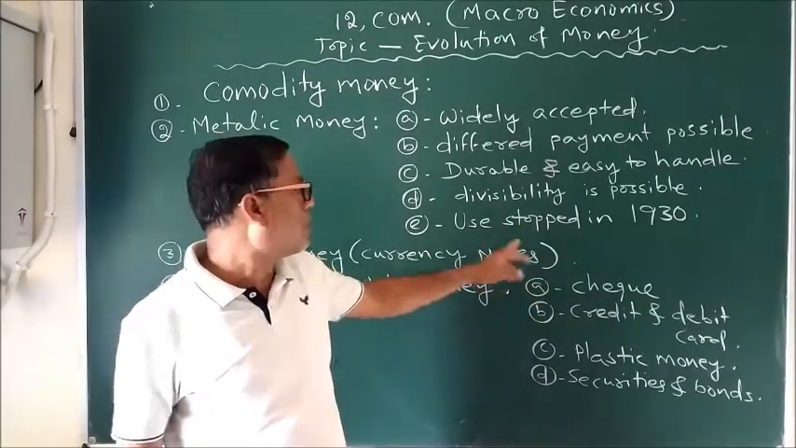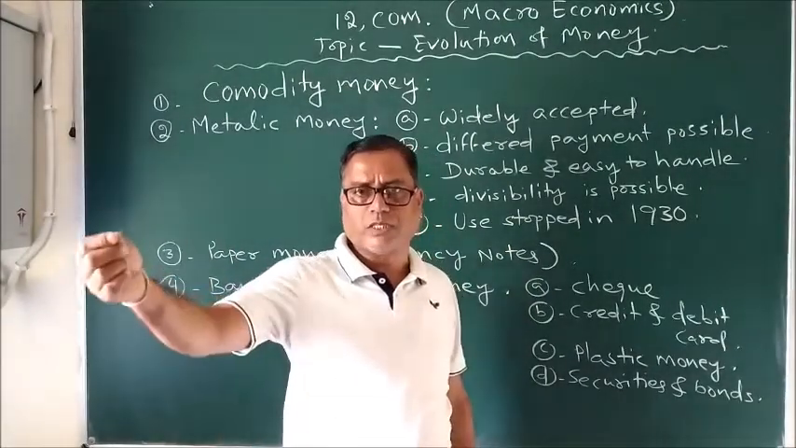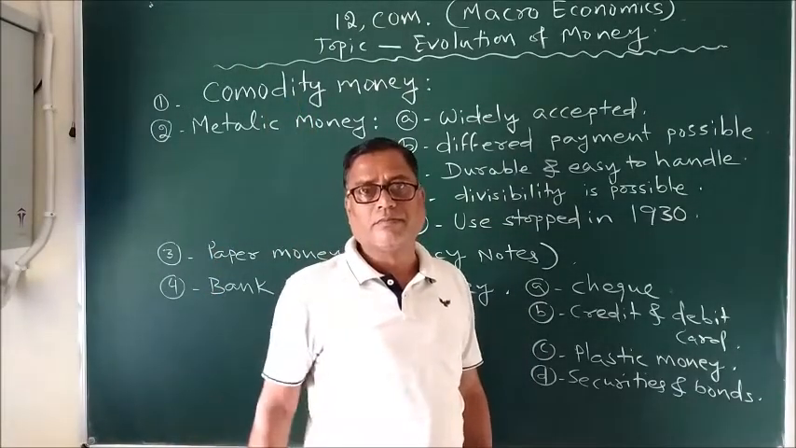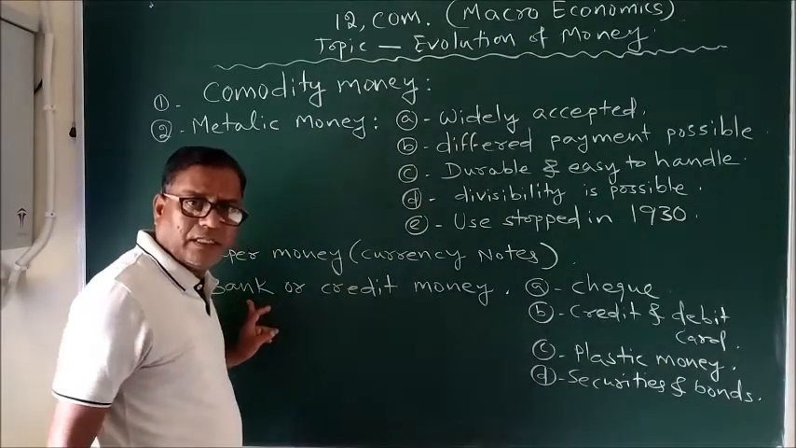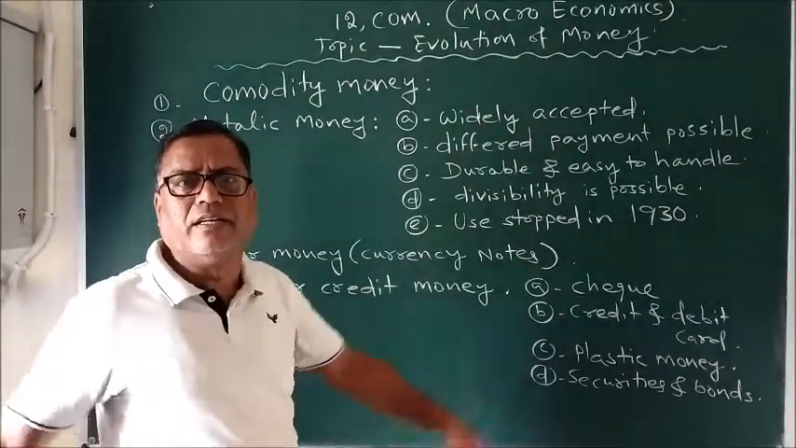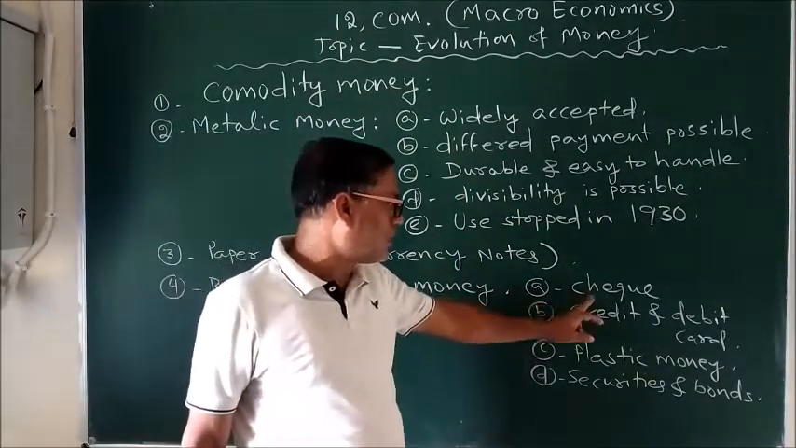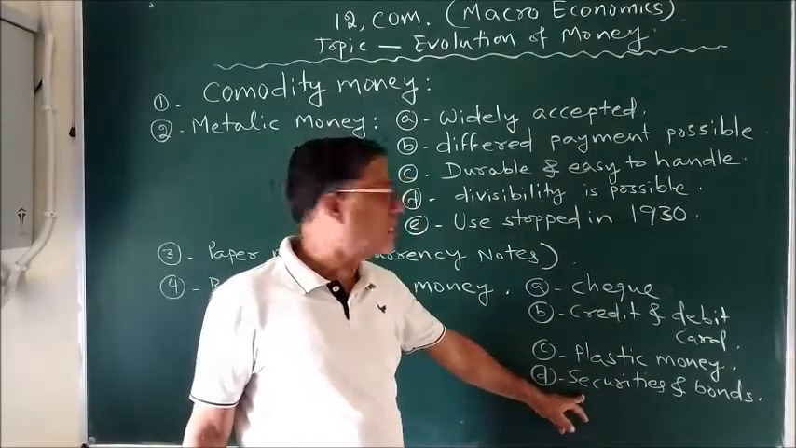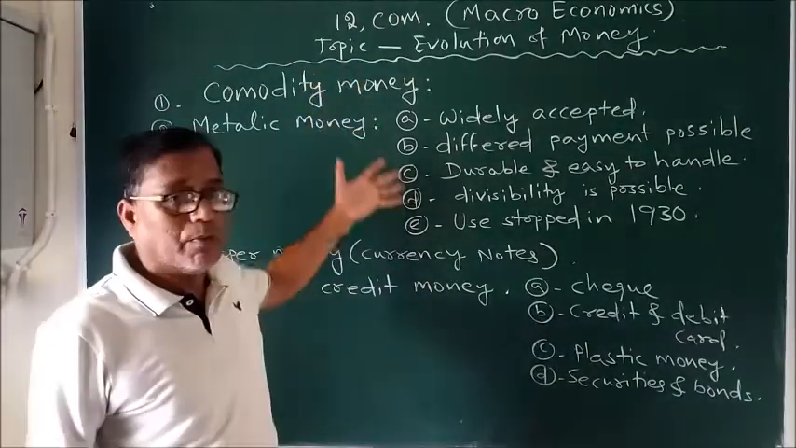On the other hand, currency notes are legal tender money, because if you want to pay someone with currency notes, he has to accept that. He cannot deny the payment. Thus, credit money or bank money is the most developed form of money and quite convenient even in very huge payments and international payments. So checks, credit and debit cards, plastic money and securities and bonds are all examples of bank money or credit money. So this is all about the evolution of money.